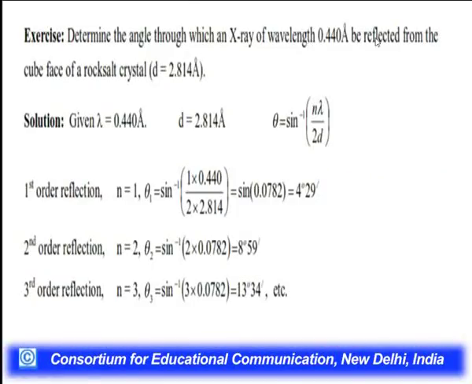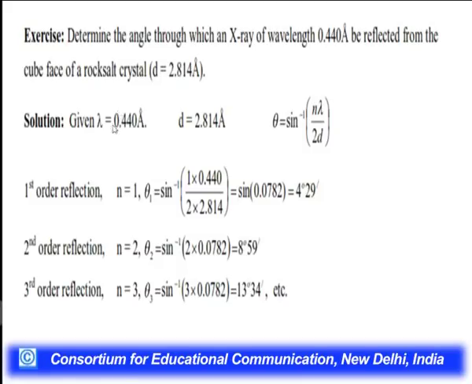Determine the angle through which the X-ray of wavelength 0.440 angstrom will be reflected from the cube face of the rock salt crystal, whose interplanar spacing is d = 2.814 angstrom. Here, lambda is equal to 0.440 angstrom and d is equal to 2.814 angstrom. Then we know the formula 2d sin theta = n lambda.